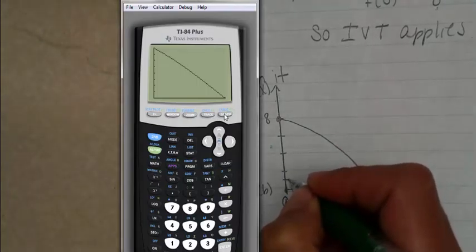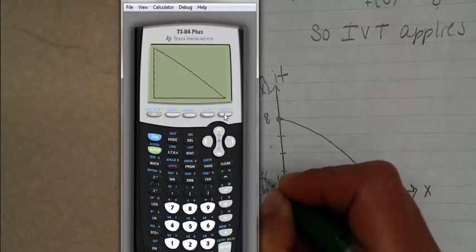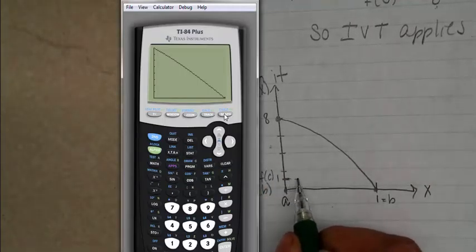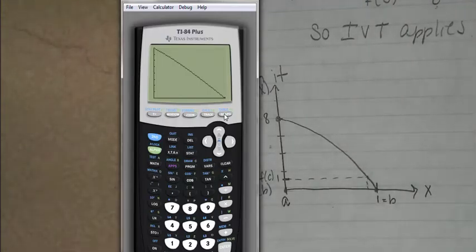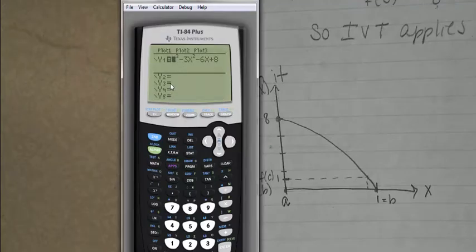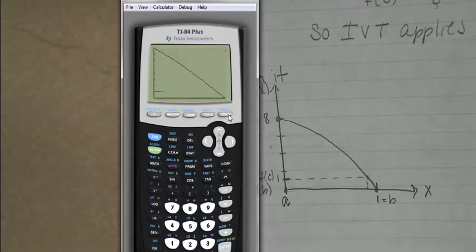Now, the question is, my output, I want to be 1. So this is going to be f of c right here. So what value on the x-axis am I at when f of c is 1? Well, you can trace along, but another really great way to do this is to go into y equals and put one more equation and make that equation y equals 1. And then we can look for where they intersect. So let's graph that, and then I'm going to calculate my intersection.